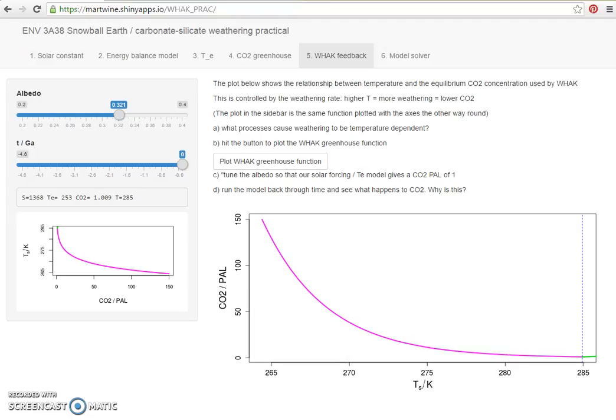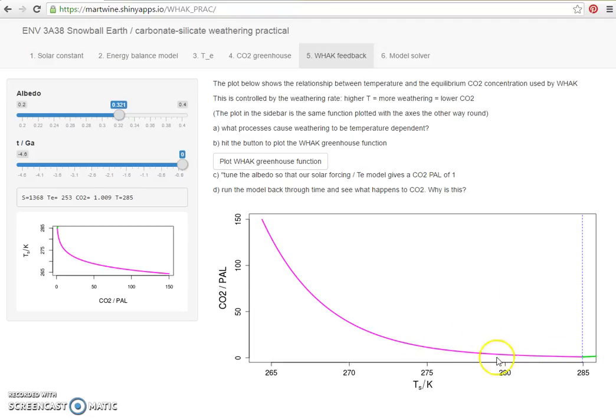So at this point we have CO2 of 1, and it's the point at which the lines intersect at a temperature of 285 Kelvin, which is roughly present day. So these functions are highly simplified and imperfect, so it's an approximation.